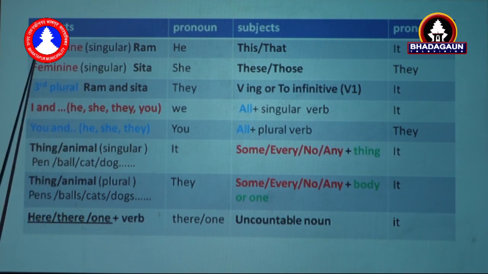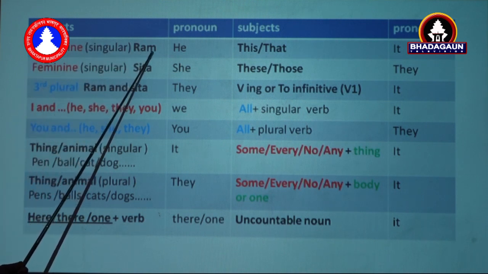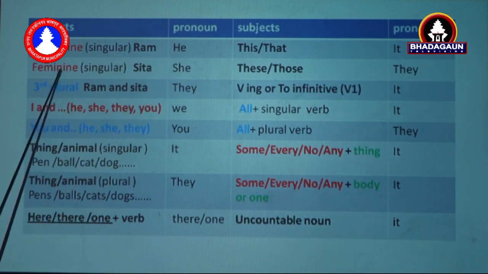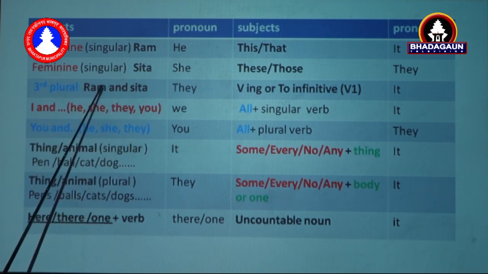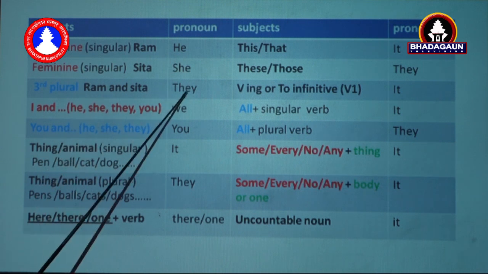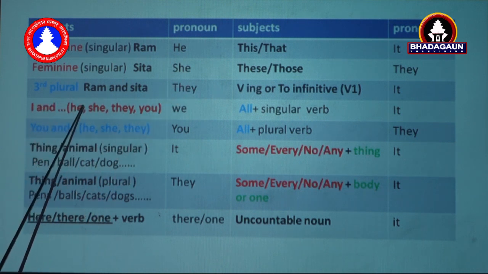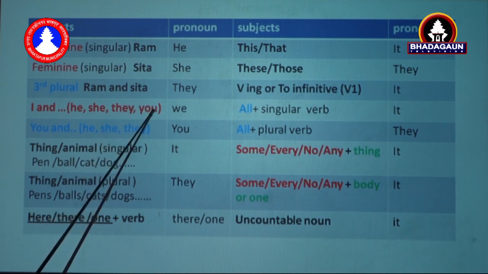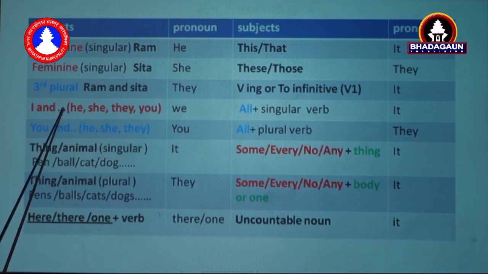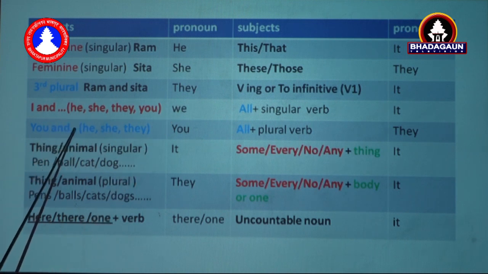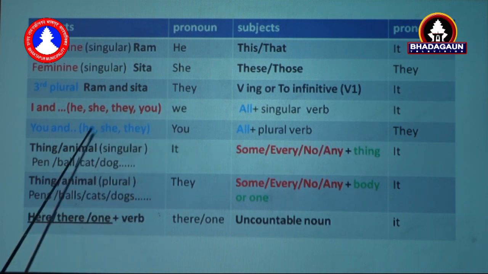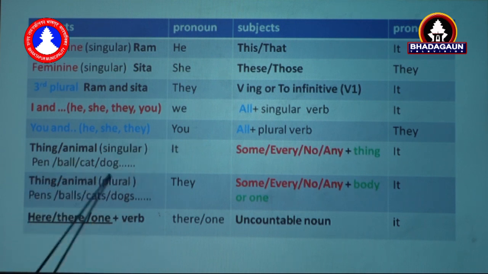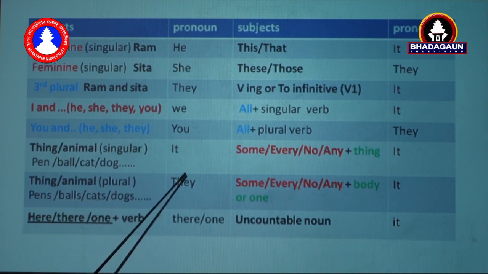Masculine, singular: if the subject is Ram, Syam, Hari, you will use he. Feminine, singular, only singular, Sita, Rita, she. Third person plural, Ram and Sita, Hari and Sita, Sita and Gita, they. With I, and then he, she, you, they, anyone can also be there, we use we. You, and then there can be he, she, you, again you. Thing or animal, singular, for example pen, ball, cat, dog, it. Thing, animal, plural, pens, balls, cats, dogs, they.